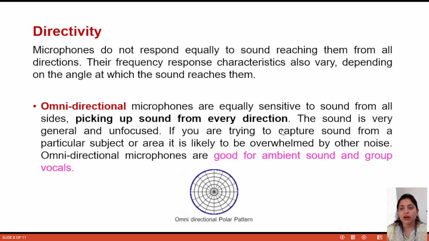So when sound waves are coming from all directions, what will happen? Then there will be some noise effect. When I am speaking in a class, if other sounds also come from other directions, then the last bench student cannot hear my voice properly. So this is the problem in that case. Okay, so the omnidirectional microphone application area is good for ambient sound and group vocals.